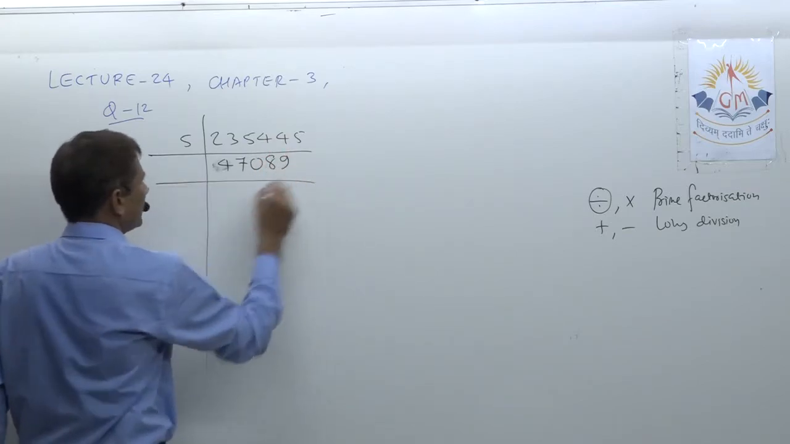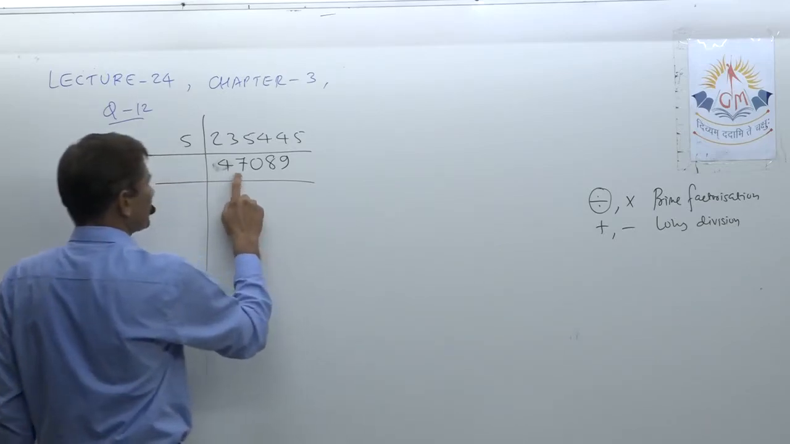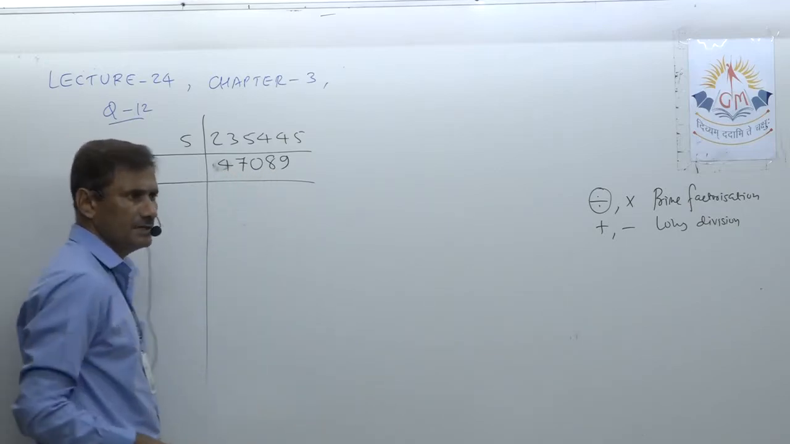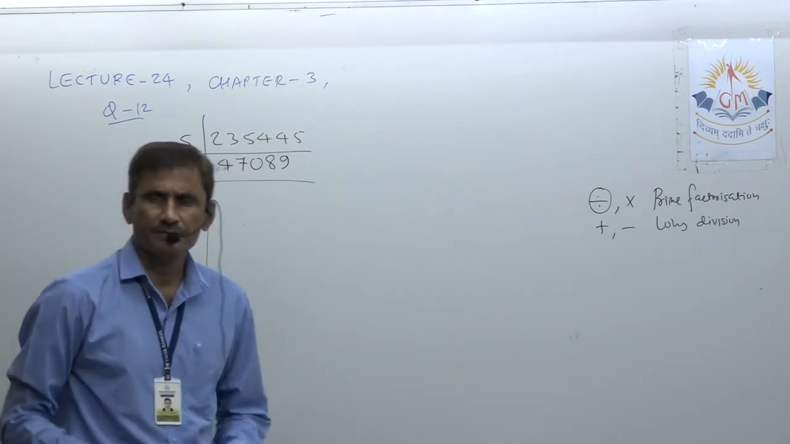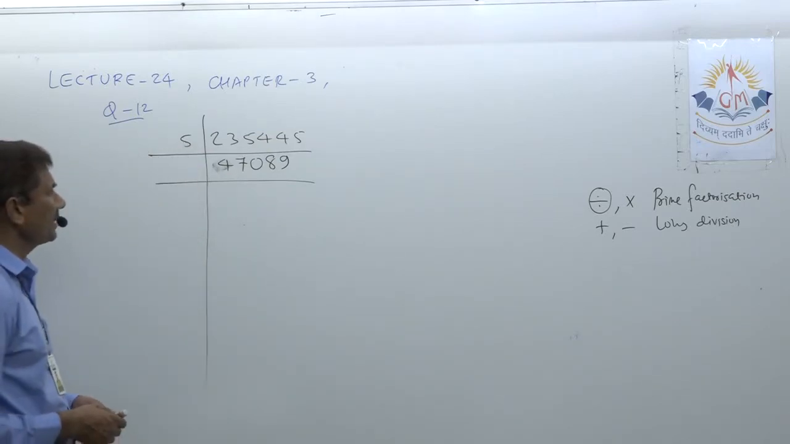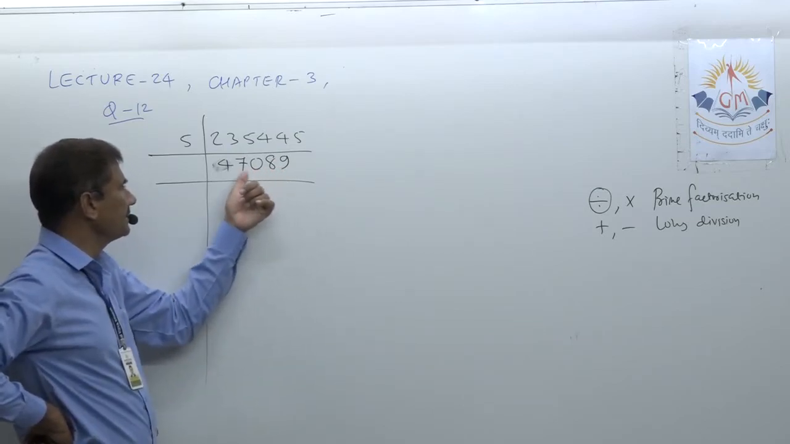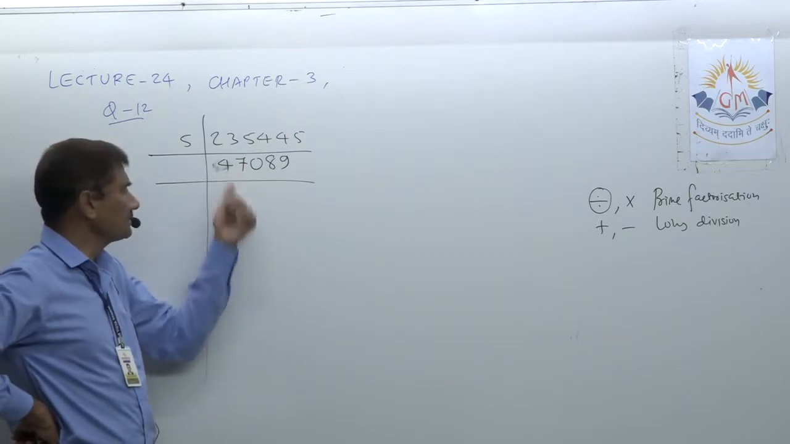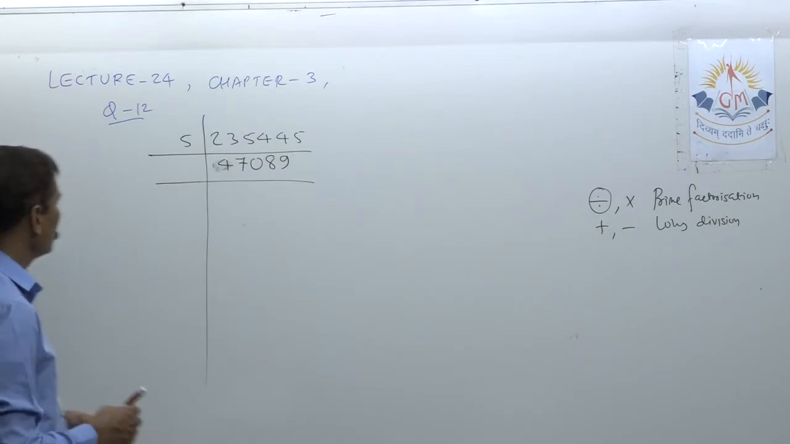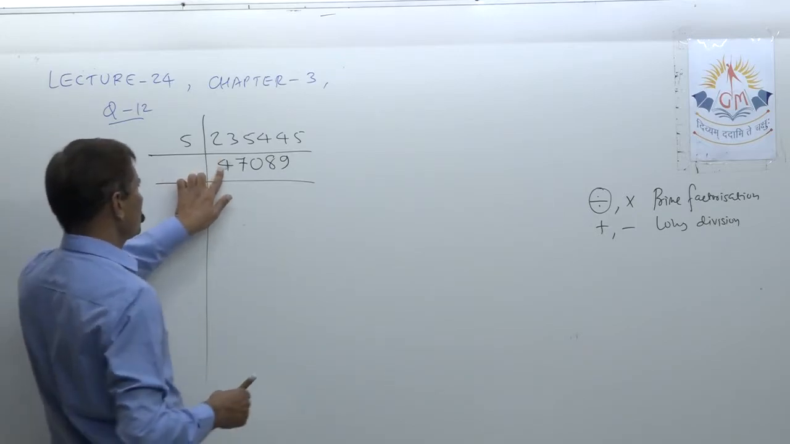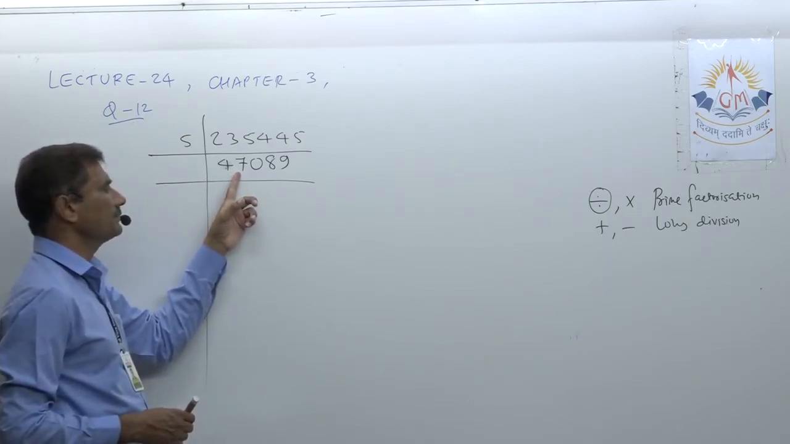Now look here, it is not divisible by 5 again, not divisible by 2. So look for 3: 7 plus 4 is 11, plus 8 is 19, plus 9 is 28. 28 is not in the table of 3. Again, 9 plus 8 is 17, 17 plus 7 is 24, plus 4 is 28. So it is not divisible by 3 also. So look for 7. 7 6s are 42.